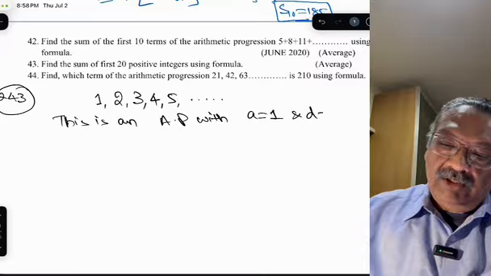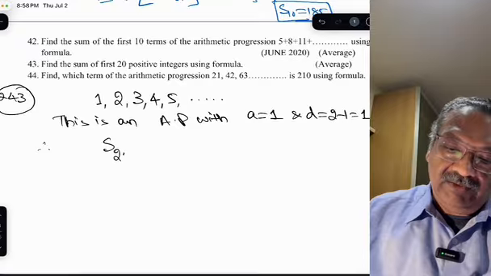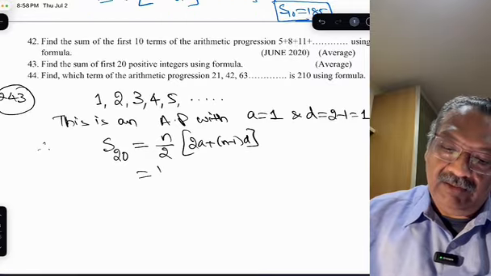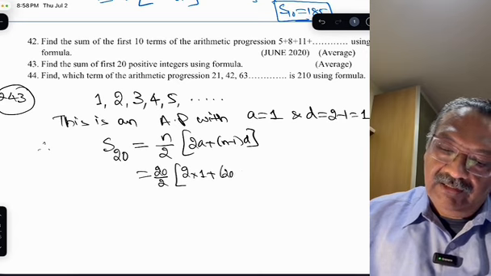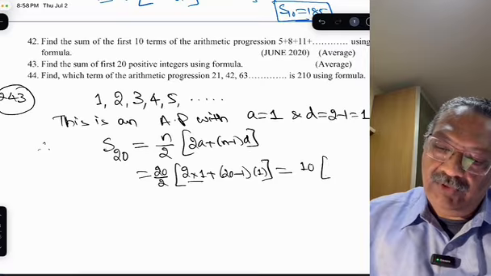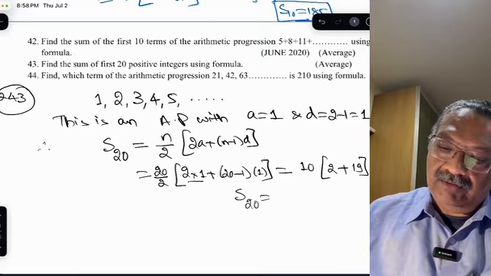This is an AP with a equal to 1 and common difference d equal to 2 minus 1, which is equal to 1. Therefore, we want S20, which is n by 2 into (2a plus (n minus 1) d), where n is 20. So 20 divided by 2 into (2 into 1 plus (20 minus 1) into d, which is 1), which is equal to 20 by 2 is 10 into (2 into 1 is 2 plus 19). 19 plus 2 is 21, into 10 is 210.